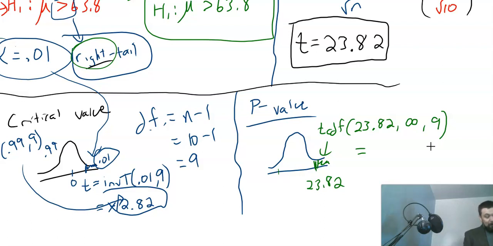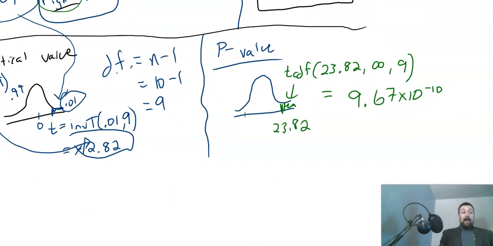I caught myself as I was typing in my calculator. I'm like, wait, I don't want the degree of freedom. I want infinity, which is 9999999, right? Comma 9 for the degree of freedom. And so this time the area does not come out negative, thankfully. So we get something that's more realistic here: 9.67 times 10 to the negative 10. So it's very, very small.